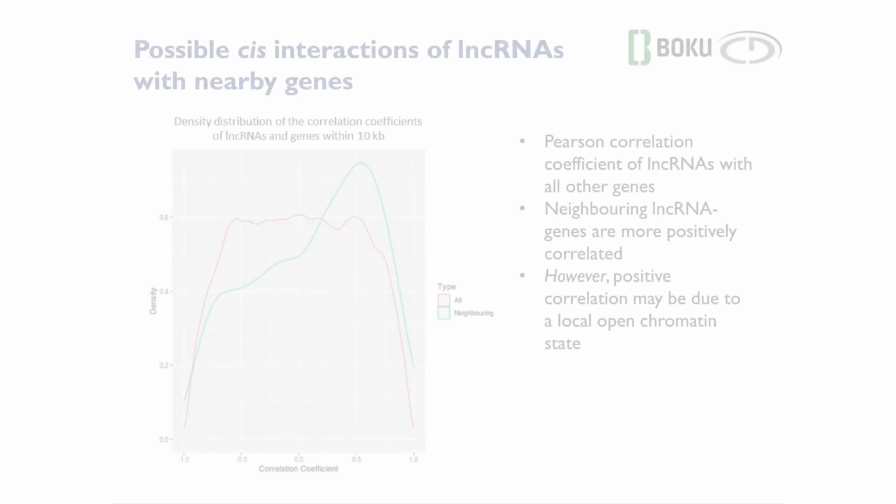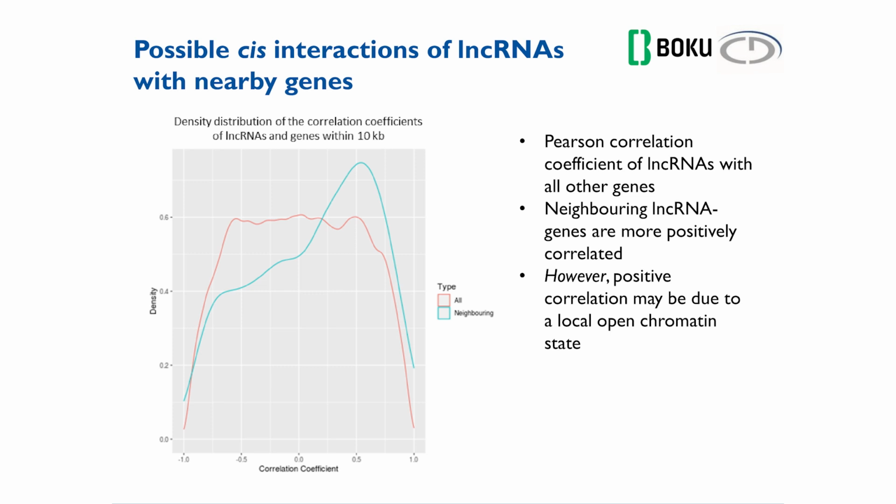So I looked at the correlation coefficient of the expression levels of the long non-coding RNAs with all other genes. And what we see is if we look at just all, which is here in red, we have a roughly bell-shaped distribution centered at 0. But if we look at long non-coding RNAs and genes that are nearby, then we see that there's a shift towards a more positive distribution, which may suggest that long non-coding RNAs positively affect their neighbors, but it could also just be that there's an open chromatin conformation which affects their expression.